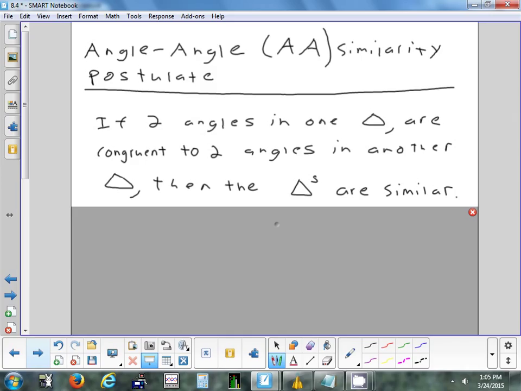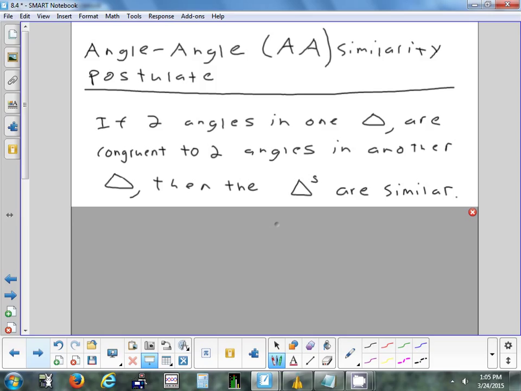Now, this idea doesn't work for shapes like quadrilaterals, because I could name you two quadrilaterals where all the angles are the same, but they're not similar. Think of a rectangle and a square. All the angles are the same, but they're not similar. But in a triangle, if all the corresponding angles are congruent, they're automatically similar. Now, how come you only need two?